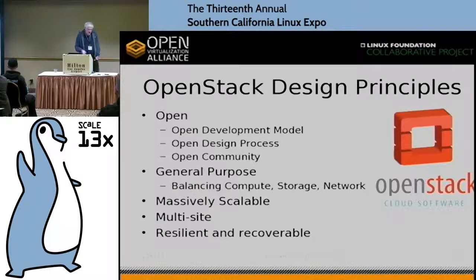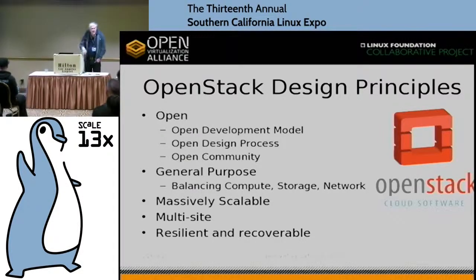OpenStack started when two organizations got together to try to solve the problem of big clouds. They were NASA, who contributed the compute and networking capability, and Rackspace, who contributed the storage capability. It's a general purpose, infrastructure as a service cloud. So it's looking at how you balance compute, storage, and network, and how you are able to provide that. Now you can decide, I'm going to provide a storage cloud and just focus on Swift or Cinder in that space, but it's been built as a general process, very much with modularity.